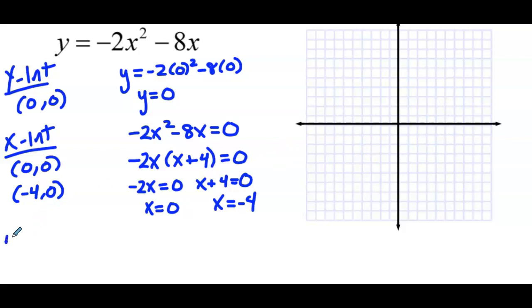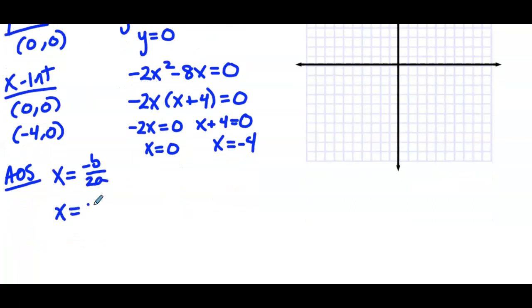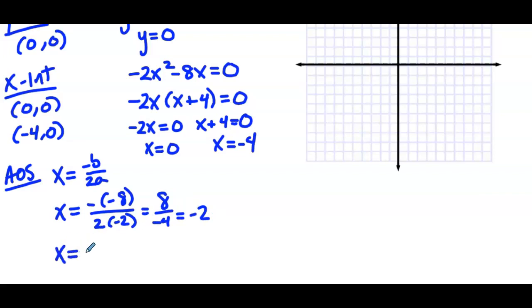We need to find the axis of symmetry and the vertex next. Again, we can find the average of the x values or use negative b over 2a. And I'll stay consistent here using the negative b over 2a. b is negative 8, a is negative 2. So we have the negation of negative 8 over 2 times negative 2. So we have positive 8 over negative 4, which is negative 2. So our axis of symmetry is x equals negative 2.